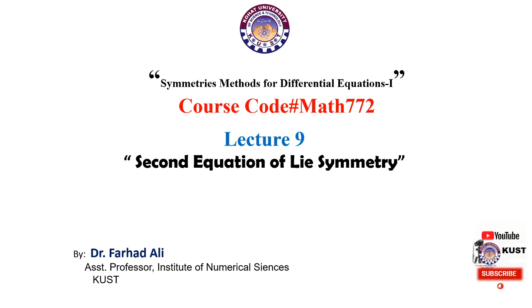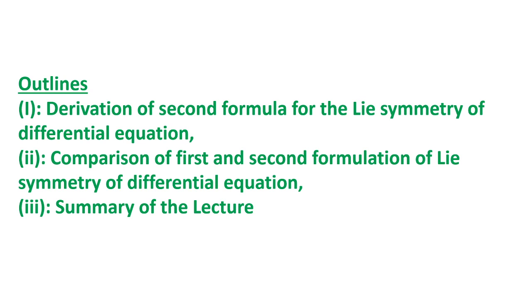This is lecture 9, Symmetry Method 1. We are going to derive the second equation of Lie symmetry in this lecture. Let's start with the outline of this lecture: derivation of the second formula for the Lie symmetry of a differential equation, then comparison of the first and the second formulation of the symmetry of differential equations, and a summary of the lecture.